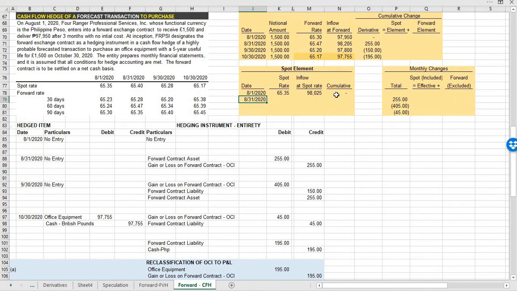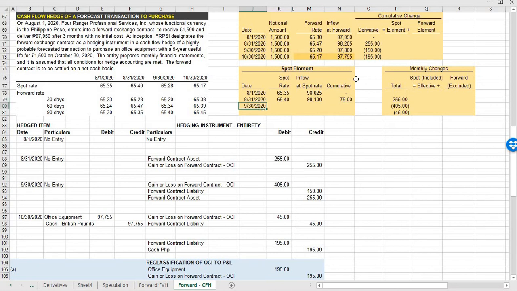So, magkano na ang spot rate on this date? Meron tayong 65.30. At i-multiply natin ito sa notional amount na 1,500 British pounds at ang sagot ay 98,100. So, meron na tayong change kasi nagbago na ang ating spot rate. So, ang change natin is 75 pesos positive, which is a gain. So, bakit siya gain? Kasi tumaas ang ating inflow based on spot rate. From 98,025 naging 98,100.